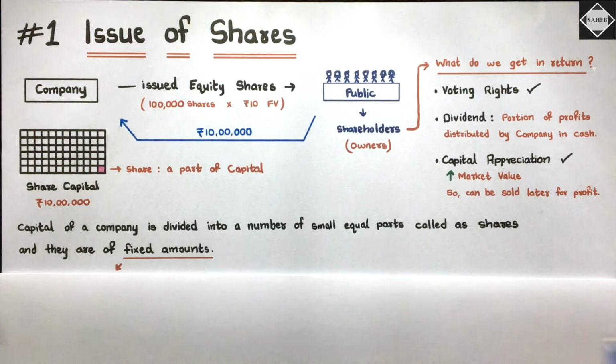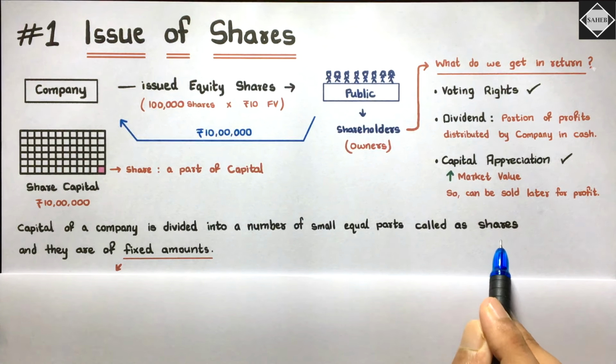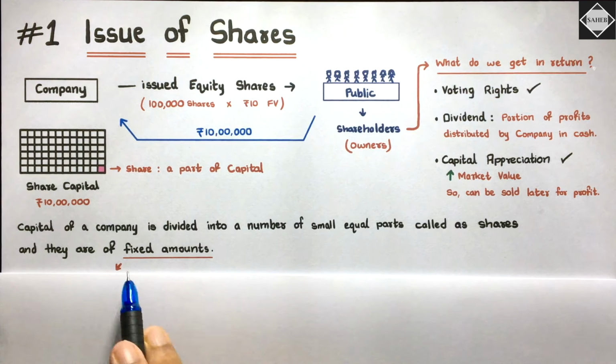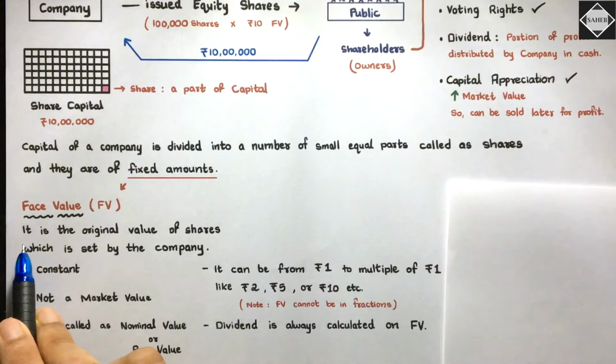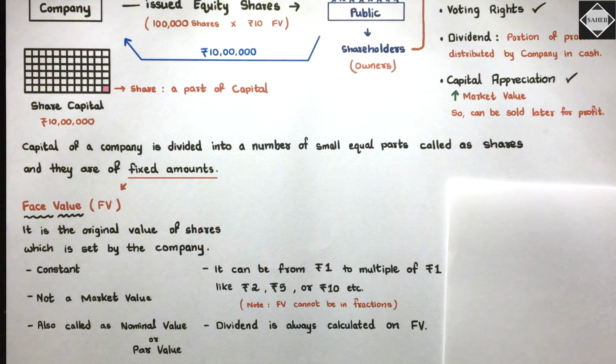The capital of a company is divided into a number of small equal parts called shares, and they are of fixed amounts. Now that fixed amount is the face value. See here, the fixed amount is the face value. Now what is face value? It is the original value of shares which is set by the company. It is constant. It is not a market value.